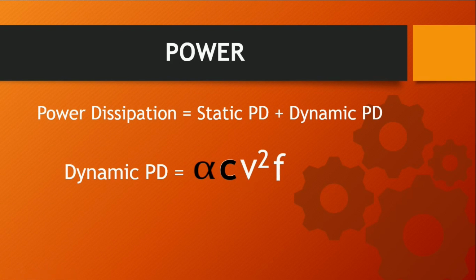Second one is frequency. Frequency is also fixed for that particular design. For example, if you are purchasing a laptop with a 3 gigahertz clock rate, that clock rate is fixed for that particular system. You can't reduce that.